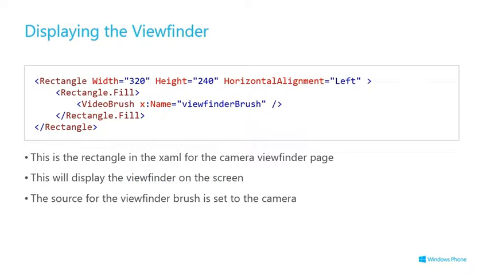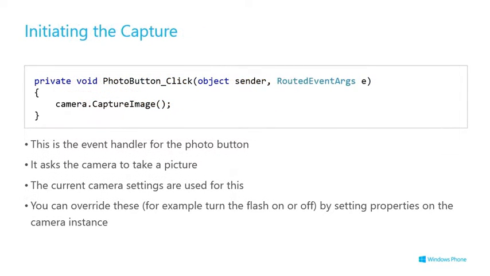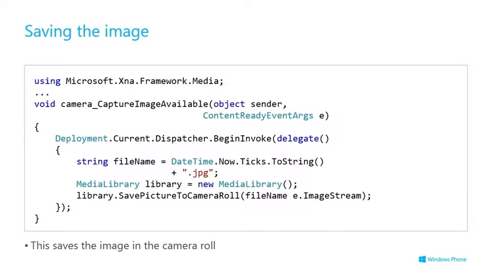That was the XAML, so I'll just skip over that. Then when you want to actually take a snapshot from it, you can call the CaptureImage method on that. So that's the event handler for the photo button, and it asks the camera to take a picture. Then when you've got your image, you can do stuff with it. And I'm just going to show you three different options of the sort of things you can do.